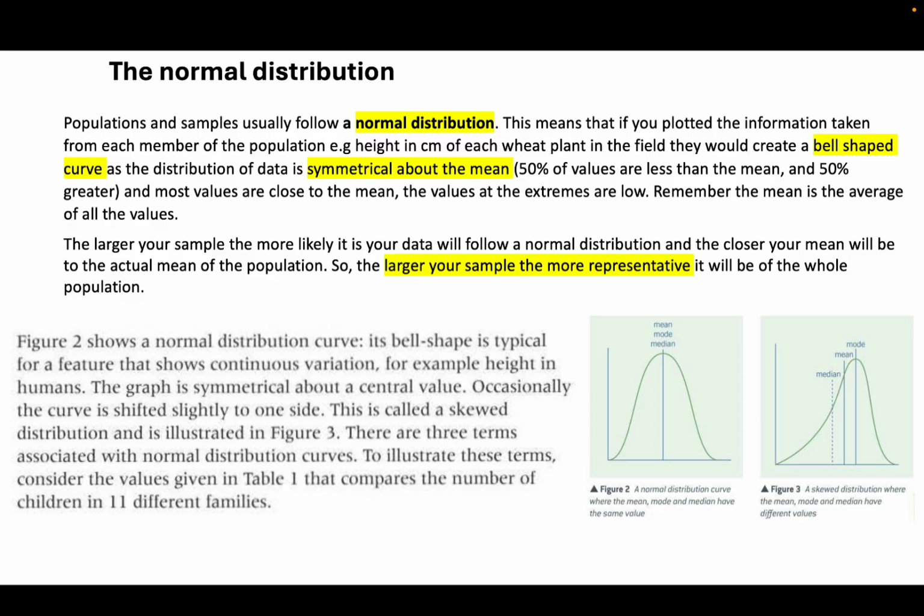Occasionally we could get something called skew, which was shown on the previous slide, and this is where you have the curve being slightly shifted to one side. So the example as shown is where you've got the curve being slightly shifted towards the right, and the mode is higher than the mean, which is higher than the median. And this is skew.